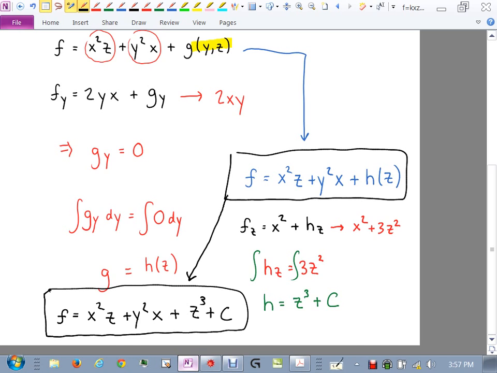Let's just check it. What's the partial of this with respect to x? 2xz plus y squared. Is that what we had? Partial of this with respect to y? 2xy. Is that what we had? Partial of this with respect to z? X squared plus 3z squared. Okay, it checks. See?